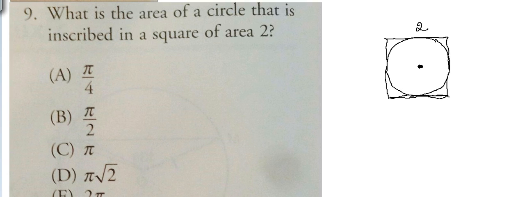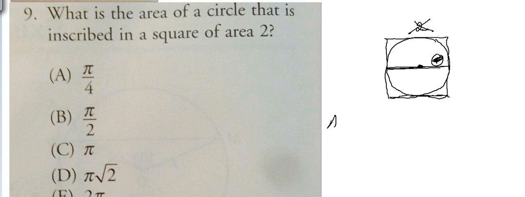That's nice. If the side of the square is 2, this means the diameter of the circle is also 2. This means 1. What is the area of the circle that is inscribed in a square? So the square is around the circle. So if the area of the square is 2, not the side of the square is 2. So this is wrong.